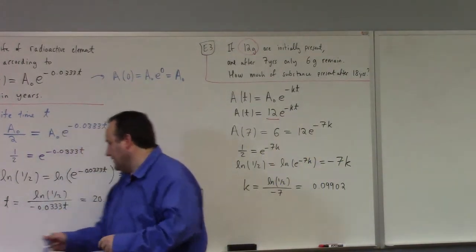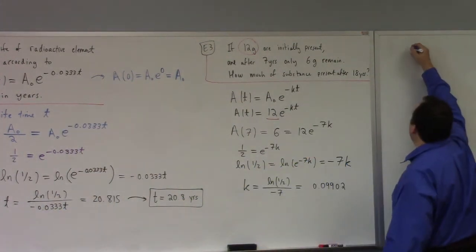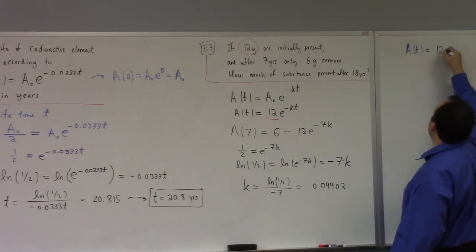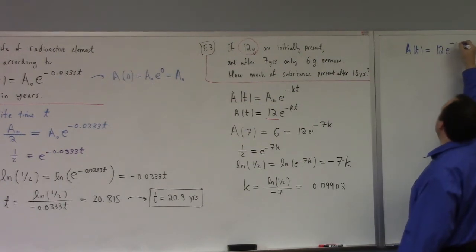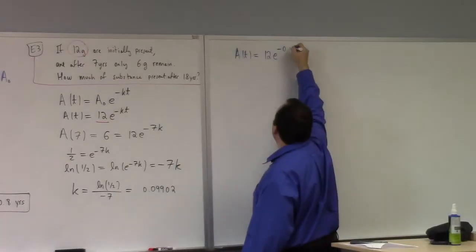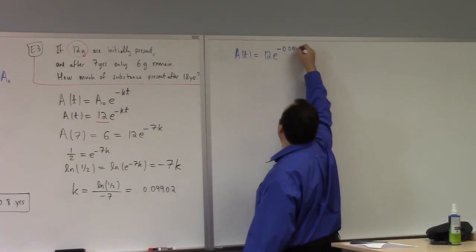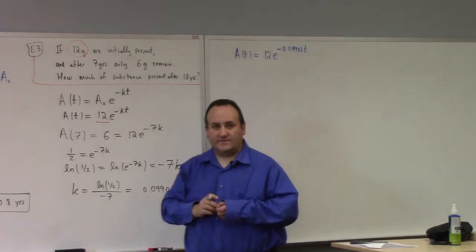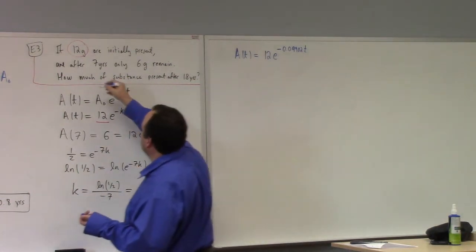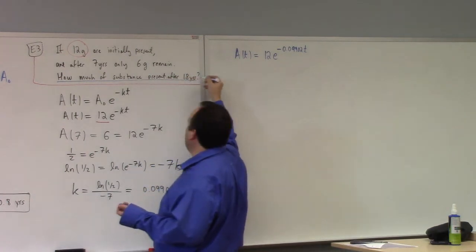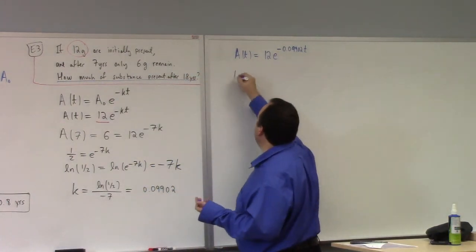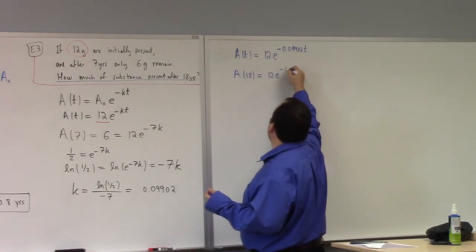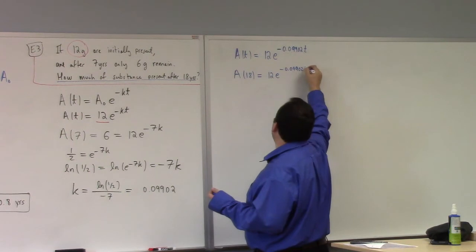So to reiterate, I have now shown you that A of t is equal to 12 e to the minus 0.09902 t, where t is in years. So now how do I answer the question? How much of the substance is present after 18 years? That would be A of 18, and so that is going to be 12 times e to the minus 0.09902 times 18.